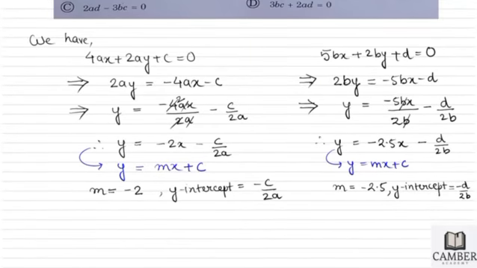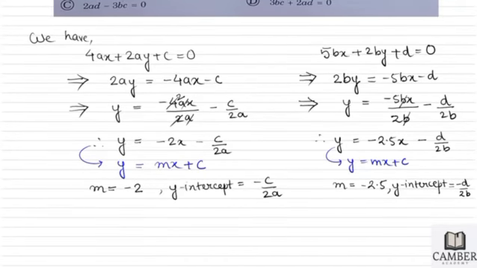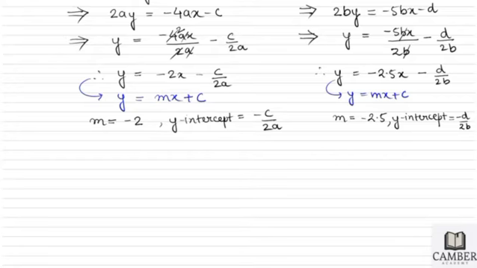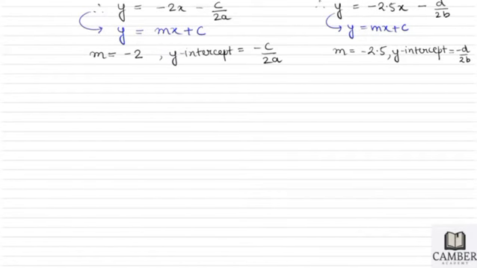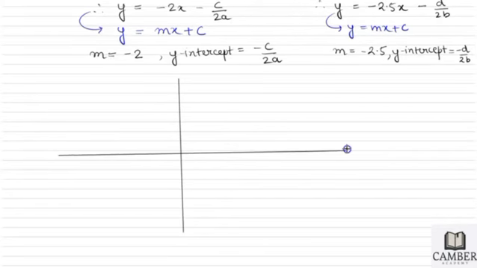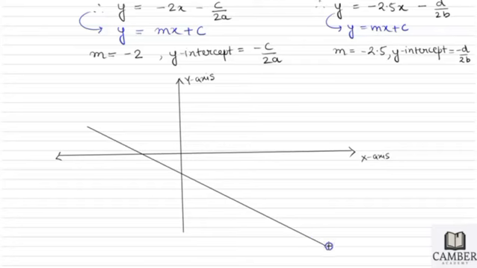Now let us plot these two lines in the xy plane and let's see what is happening. So if we plot this in the xy plane, it will look something like this. So this is our xy plane. Okay, this is the x-axis and this one is the y-axis. Okay, so it says that in the first line the slope is minus 2 and the y-intercept is minus c by 2a. So let us try to draw a rough sketch. Okay, so it will look something like this.